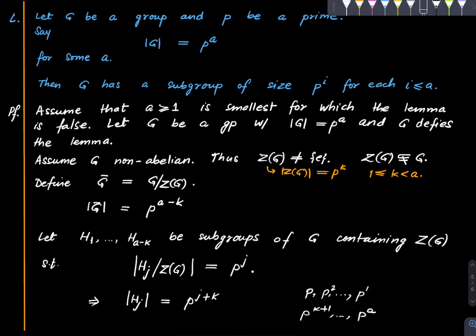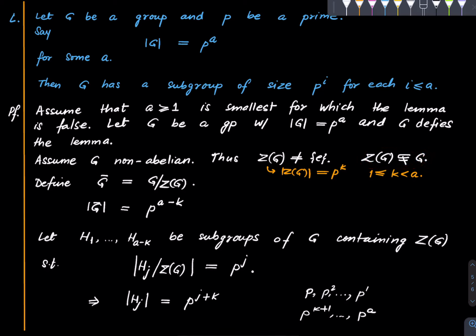So this contradicts the assumption that G defies the lemma, because G is not defying the lemma. We are able to construct subgroups of G of all the possible sizes. So this is for the non-abelian case. For the abelian case, this argument breaks down because Z(G) is the full group. So G bar would be the trivial group, and you won't be able to do anything.